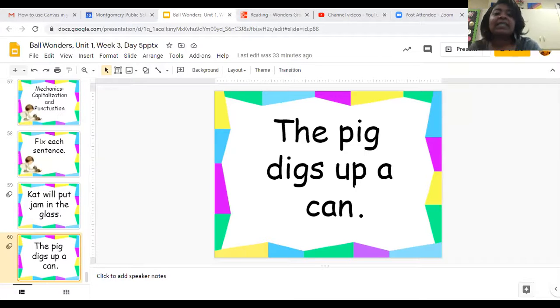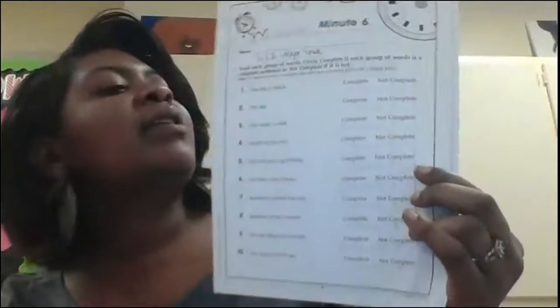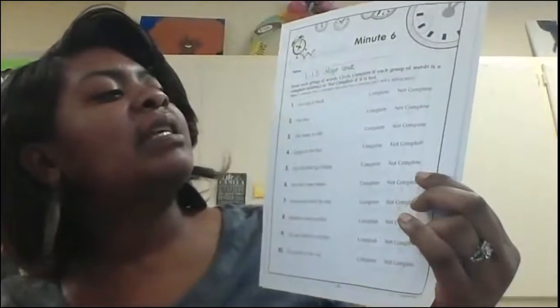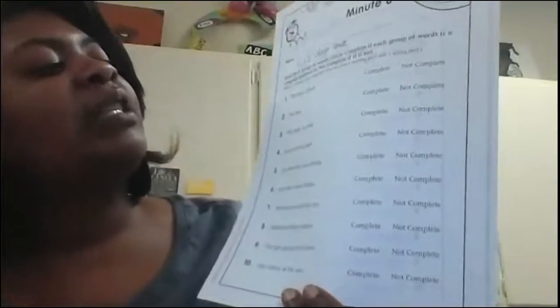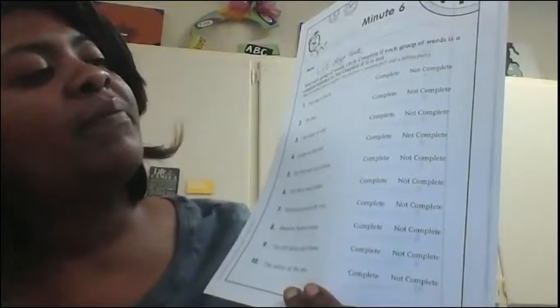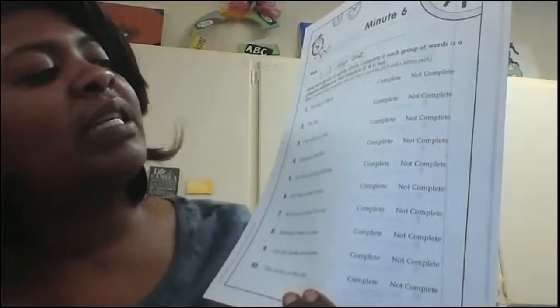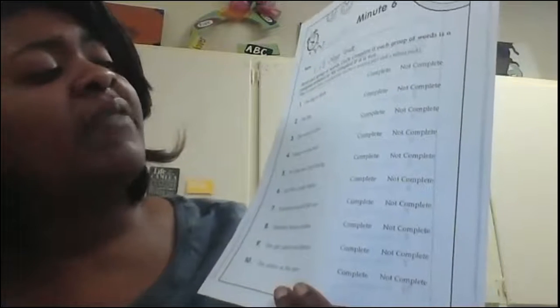All right, so let's take a look at our grammar for today. And we're going to see what we know. So we're going to find minute number 6. And it is a major grade or a test grade. We're going to write our first and last name on it. And this should be really simple because this is a skill that we have been reviewing. So we're going to read the group of words and circle complete if each group of words is a complete sentence or not complete if it is not.